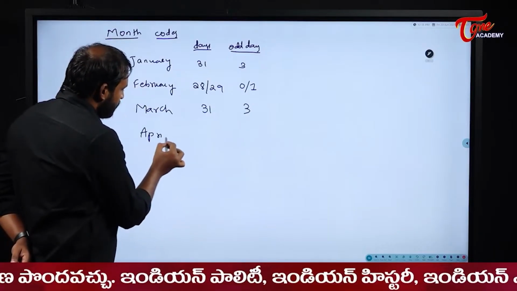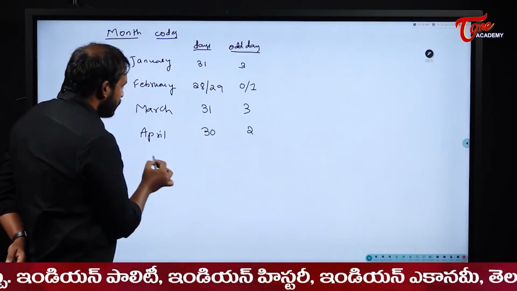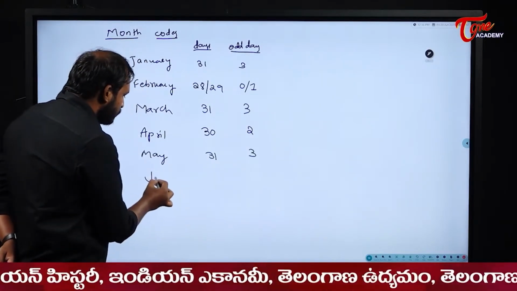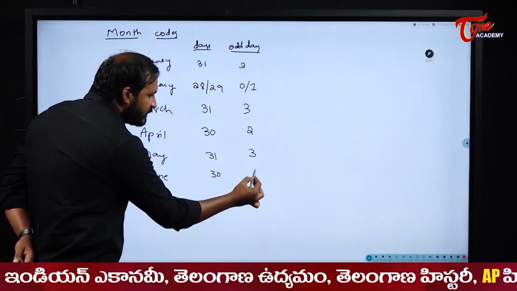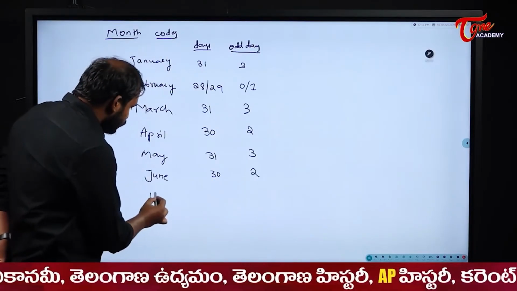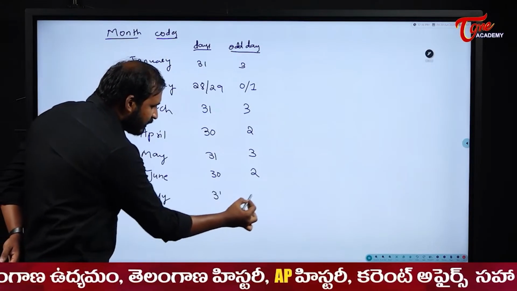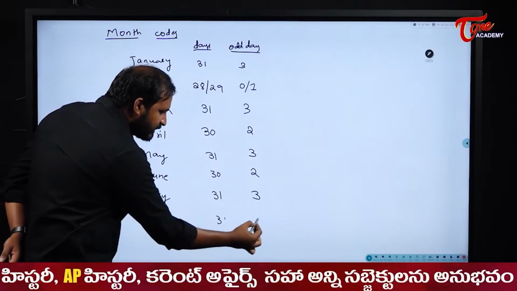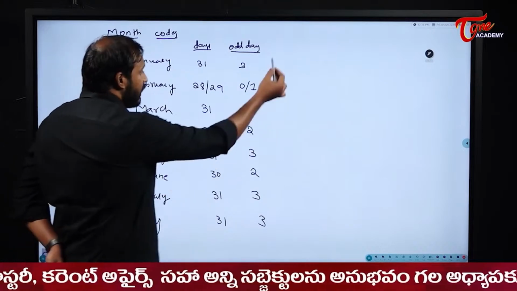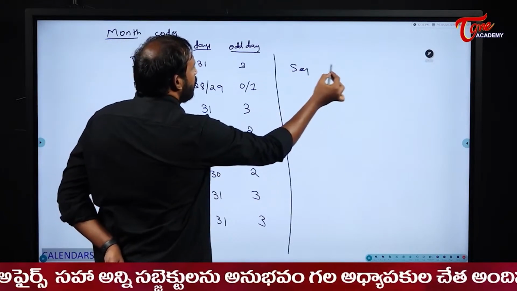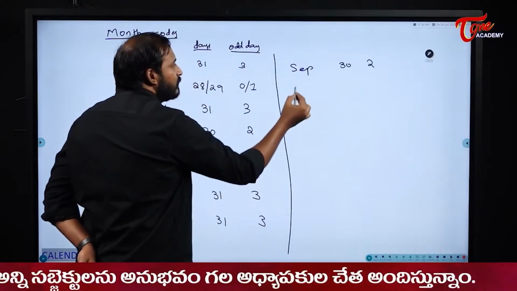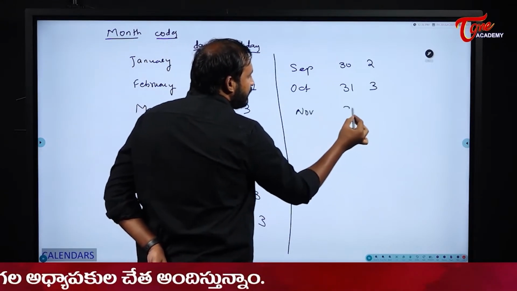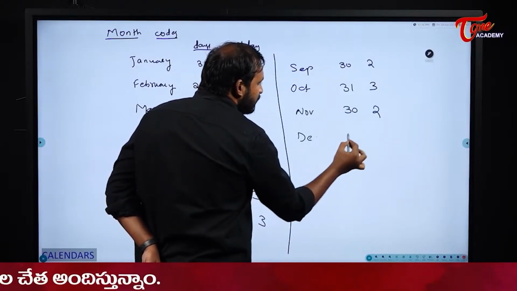April, 30 days, odd days are 2. May, 31 days, odd days are 3. June, 30 days, odd days are 2. July, 31 days, odd days are 3. August, 31 days, odd days are 3. Okay, August. Next, September. How many days will we have? 30 days, odd days are 2. October, 31 days, odd days are 3. November, 30 days, 2. December, 31 days, 3.